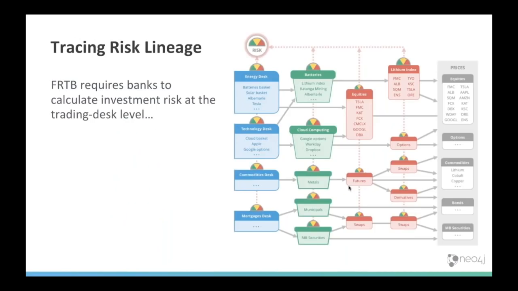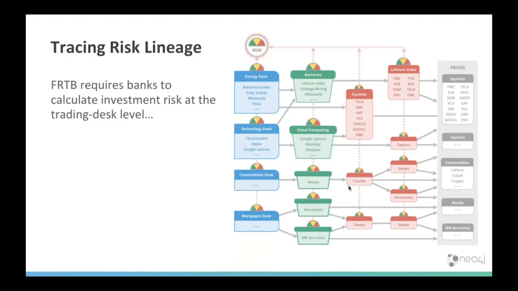So what we're really looking at is complex data lineage within the trading book, right? What we have here on the left in blue are a number of trading desks within an example organization. We have an energy desk, a technology desk, commodities, mortgages, and so on. Each of those can have multiple things that sit within it, right? You can have multiple baskets. We can see the energy desk has the batteries basket, so does the technology desk. The technology desk also has cloud computing, and so on.